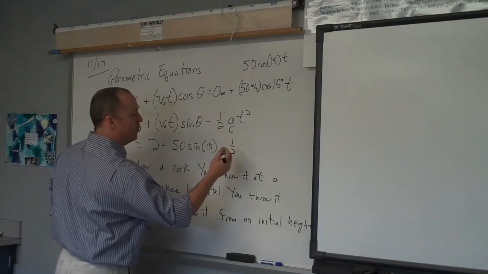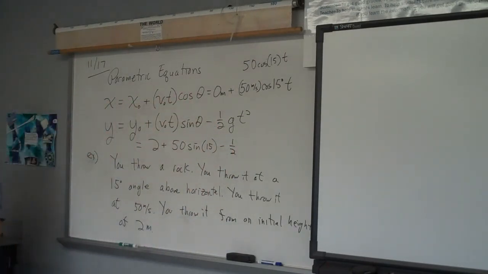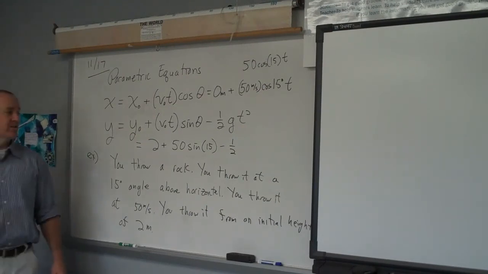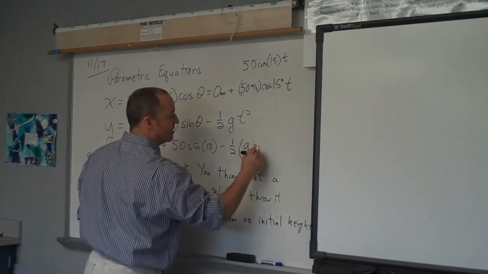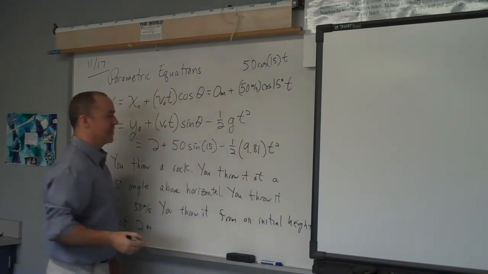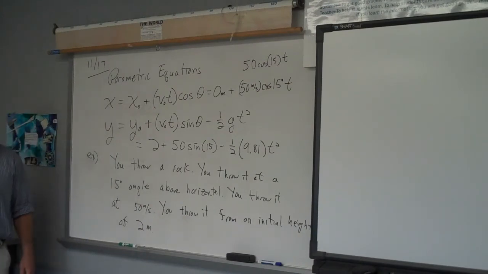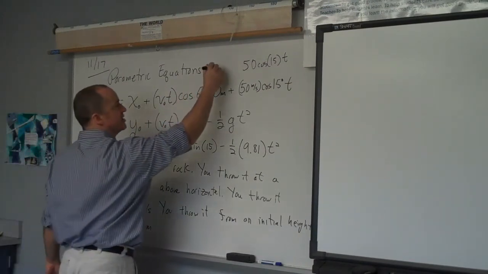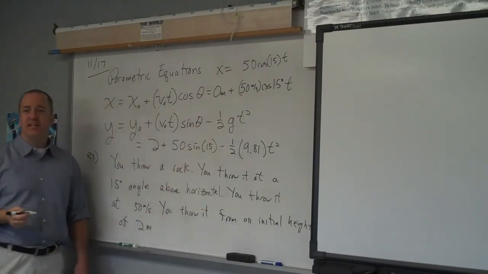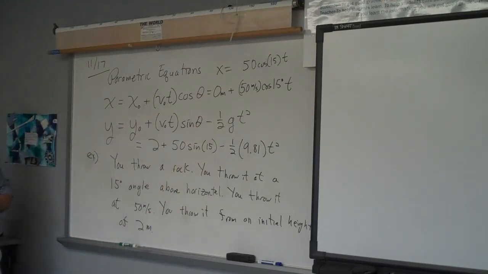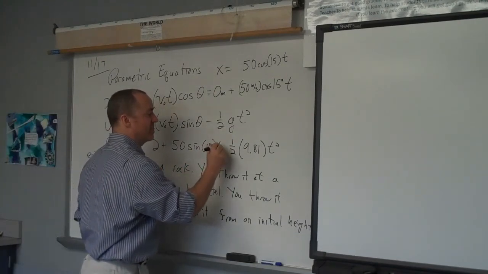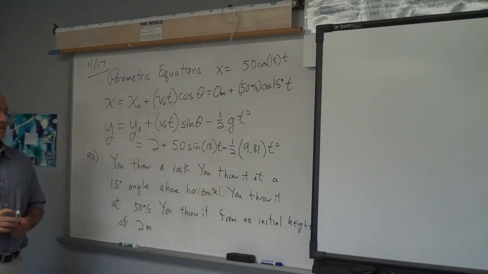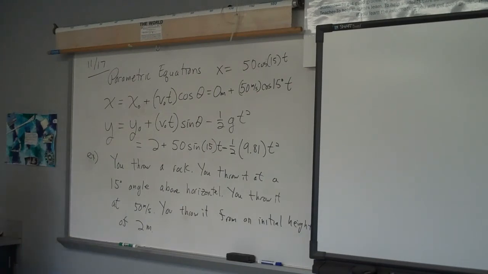Minus 1/2. What do we use for gravity if I've given you meters? 9.81, thank you. T squared. You can now put this in your calculator. X equals 50 cosine 15t. Y equals 2 plus 50 sine 15, close parentheses, t. There should be a t here, because I just got a straight line. That t will help. Minus 9.81 t squared.